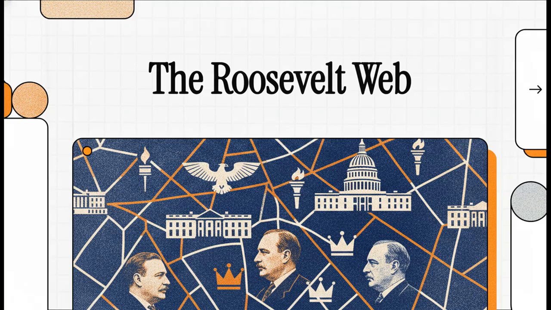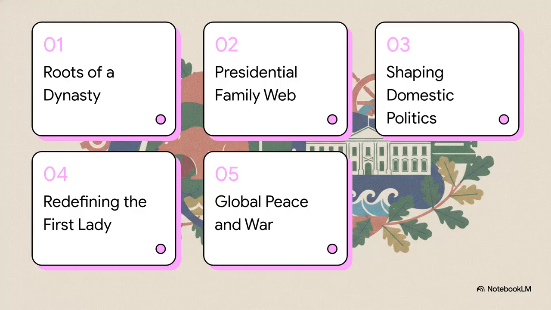Welcome to This Explainer. Today, we're jumping right into a really fascinating topic, the deeply intertwined political web of the Roosevelt family. We're going to untangle their power, trace their literal bloodlines, and see exactly how they reshaped American history. Because this wasn't just a family that happened to produce a couple of leaders. They were one of America's most prolific political dynasties, and they completely rewired the political fabric of the nation for decades to come.